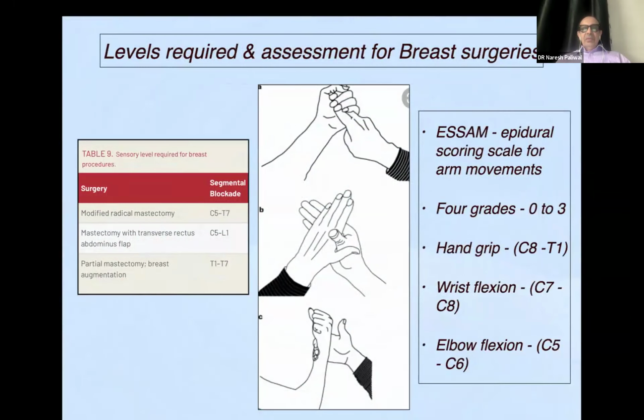These are the different levels required for different types of breast surgeries. Like for MRM, you need C5-T7; mastectomy with transverse rectus abdominis flap, C5 to L1; partial mastectomy, breast augmentation, just T1 to T7.